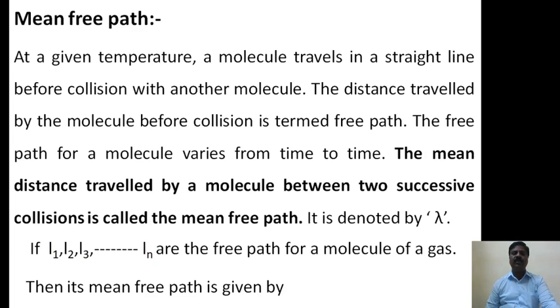Again, at the second collision the velocity decreases further. At the third collision, again the velocity decreases. Therefore, the distance traveled by the molecule between different collisions keeps changing, or decreases. Therefore, we say that the free path of a molecule varies from time to time. Now, the mean distance traveled by the molecule between two successive collisions is called the mean free path.